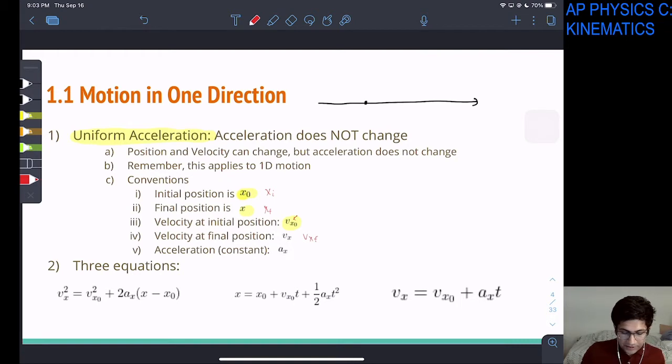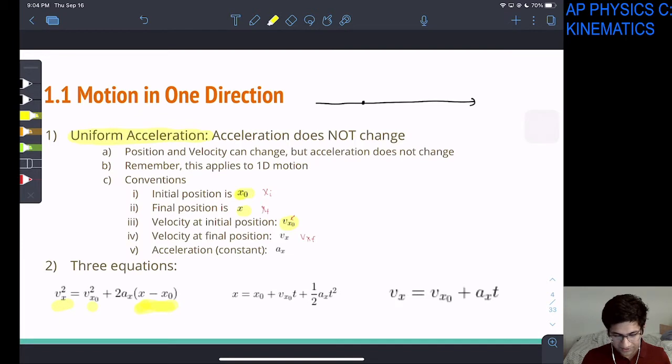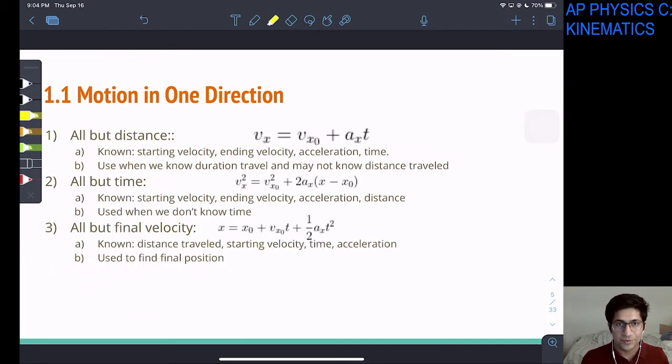And there's really three main equations. The first one is vx squared, so our final velocity squared equals our initial velocity squared plus 2 times the acceleration times the change in position. We're going to look at these in more detail on the next slide. I just copied and pasted these three equations onto the next slide, and now we'll go and look into those. So this is the first equation.